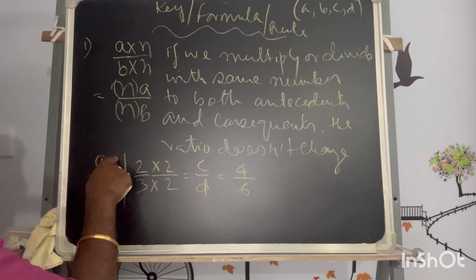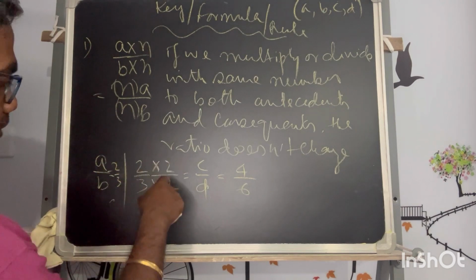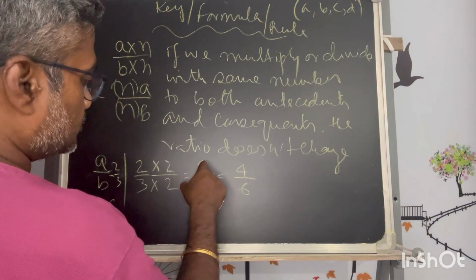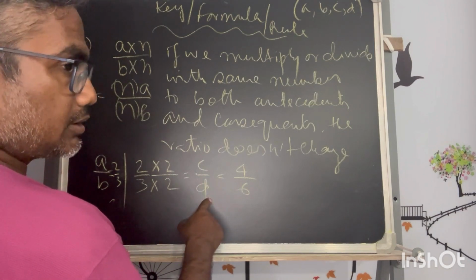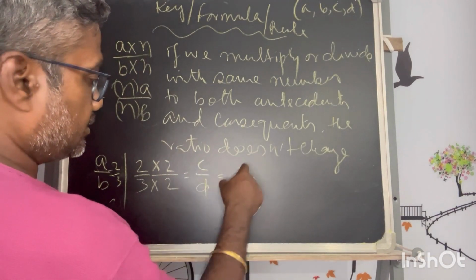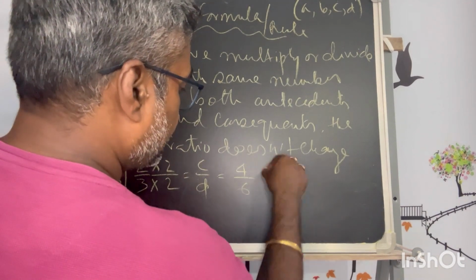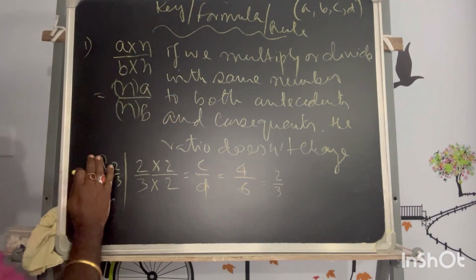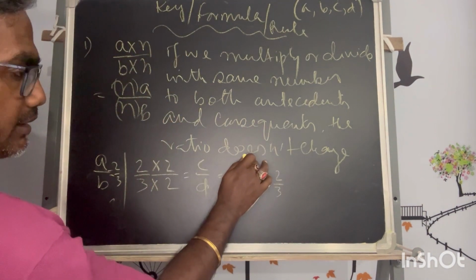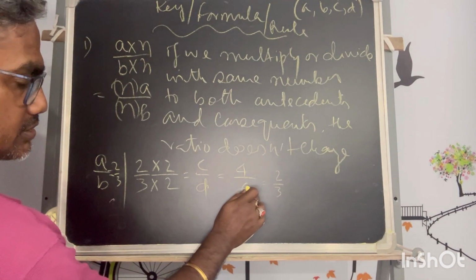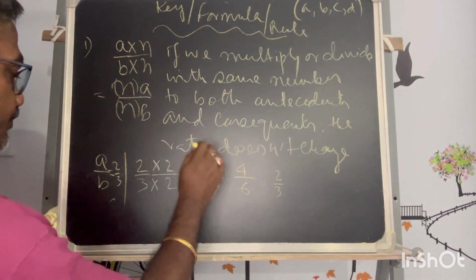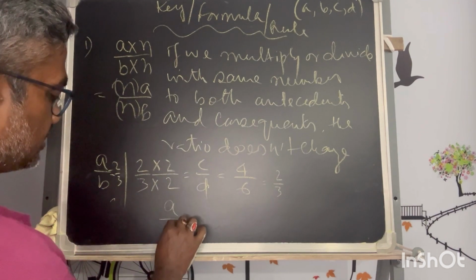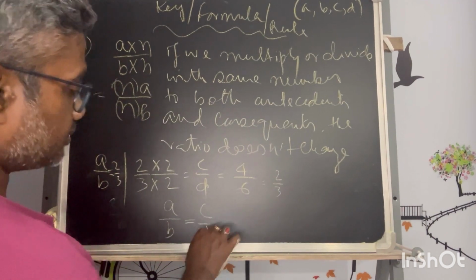Ultimately a by b, which was 2 by 3, if I multiply 2 on both the antecedent and consequence, that will change to some other ratio in the form c by d, which is 4 by 6. But ultimately if I reduce it, I will get 2 by 3. So the values of the antecedent and consequence will change, but the ultimate value of the ratio won't change. So in that case, this can be said true.